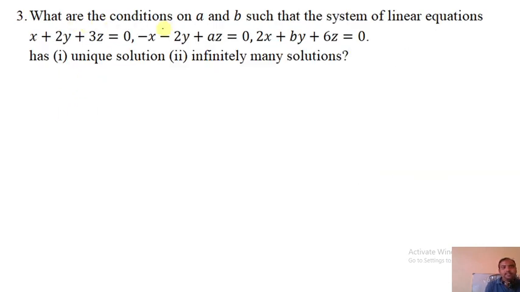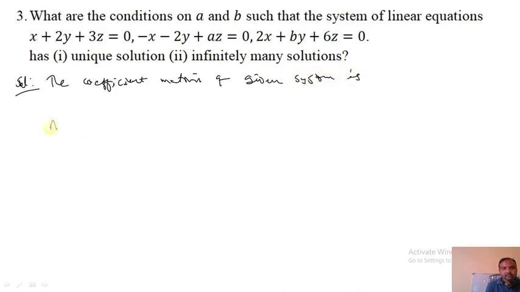Some third problem. What are the conditions on a and b such that the system of linear equations has a unique solution and infinite solutions? Now write the solution. The coefficient matrix of the given system is A equal to 1, 2, 3, minus 1, minus 2, a, 2, b, 6. This is the coefficient matrix. Here the unknowns are x, y, z, the three unknowns. Now convert to echelon form.